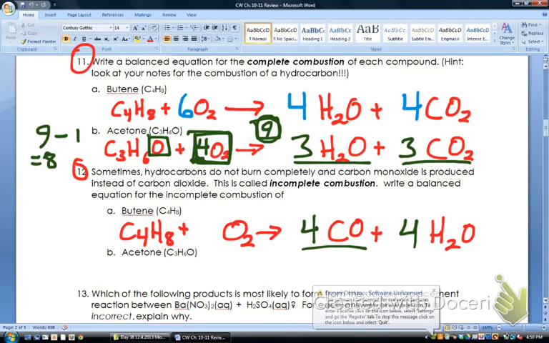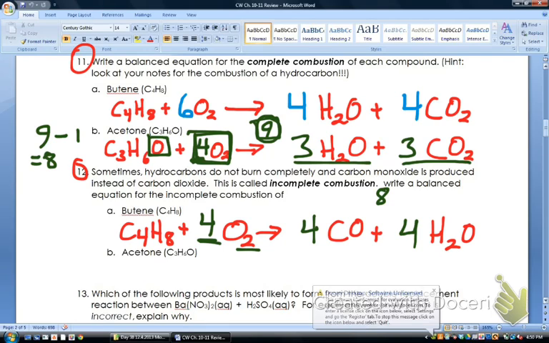From this molecule right here, we have 4 oxygens. From this molecule right here, we have another 4. So that means that our total number of oxygens on this side are 8. So now we need to put a number here so that our total oxygens on the left side will be 8. Since we have a 2 right there, that number is a 4 because 4 times 2 equals 8. And now our equation is balanced.